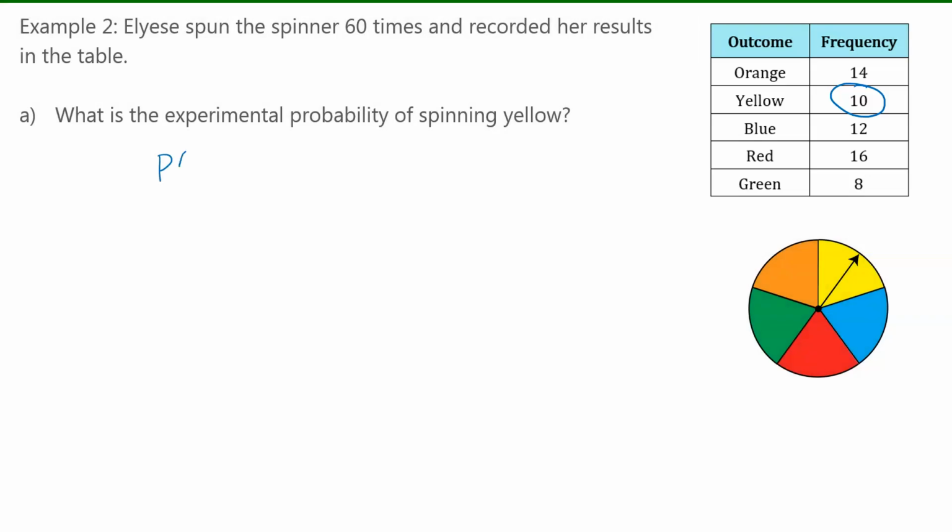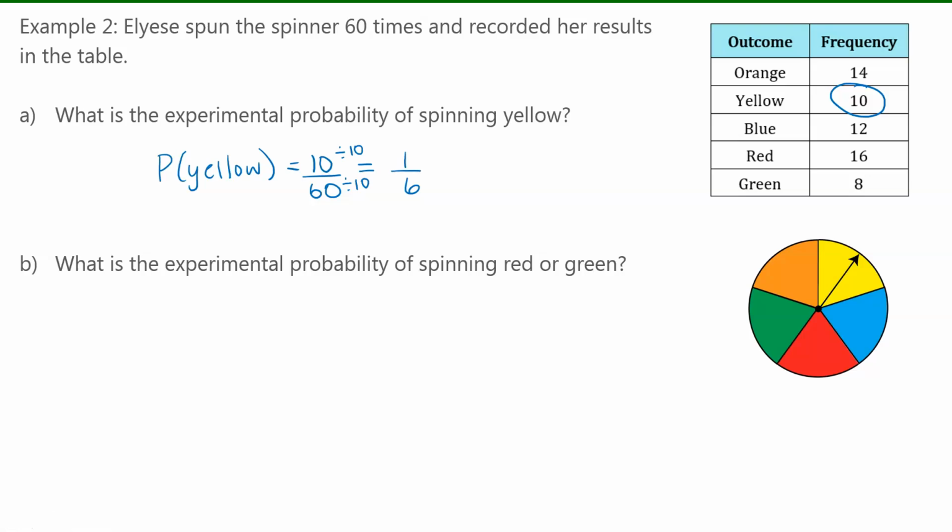So the probability of getting yellow would be 10 out of a total of 60 times that she spun the spinner. I would then reduce that to 1 over 6. So I would divide each of these numbers by 10 to get 1 over 6. So the experimental probability of getting yellow is 1 over 6.